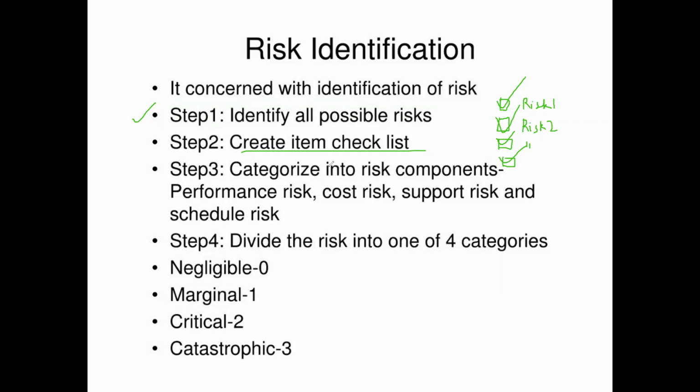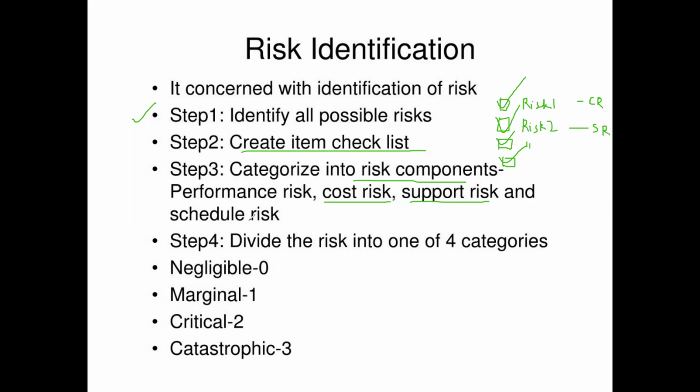Risk identification, this is a very easy topic actually. So what you should do, first you should identify the possible risks, and then you should create a checklist in this way. Then you should categorize them. After that, this risk comes under cost risk, so that's why this comes under CR, cost risk. This risk too comes under support risk. In this way you should categorize all these risks.